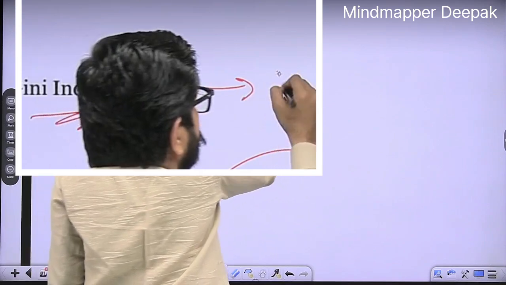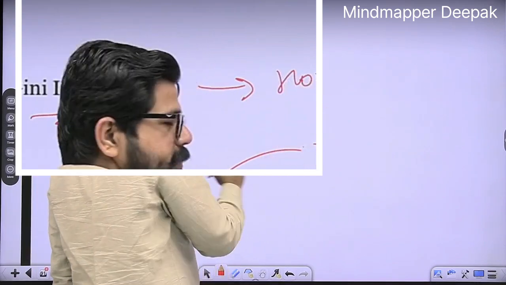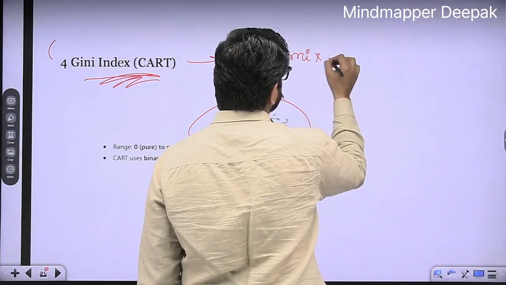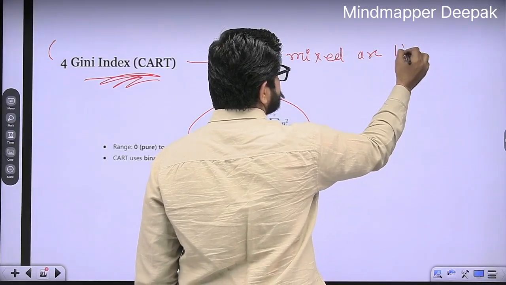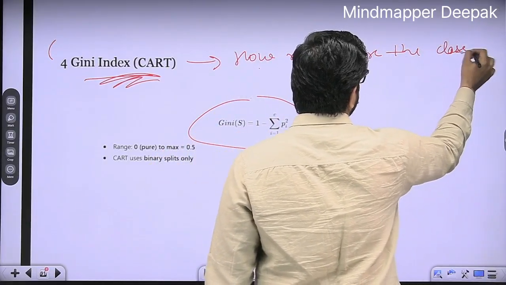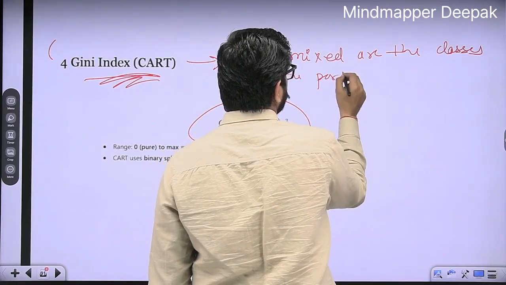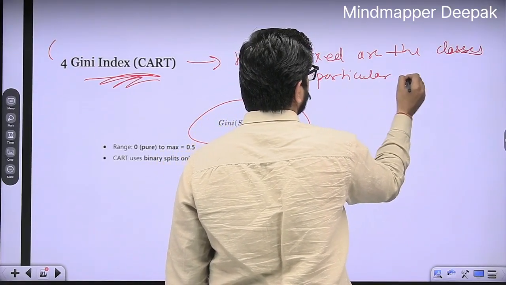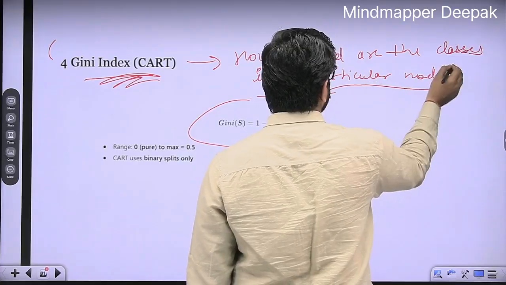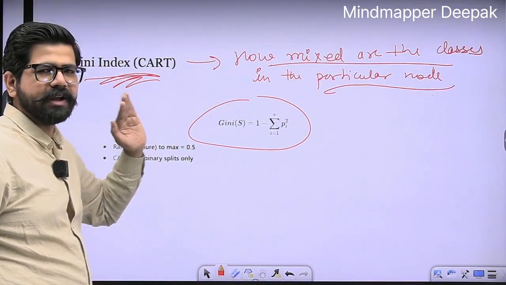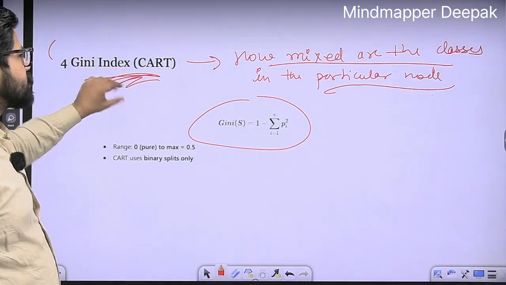Let me write it. I hope you have written this formula. How mixed are the classes in the particular node? You must understand this. This is the measurement of the Gini index.